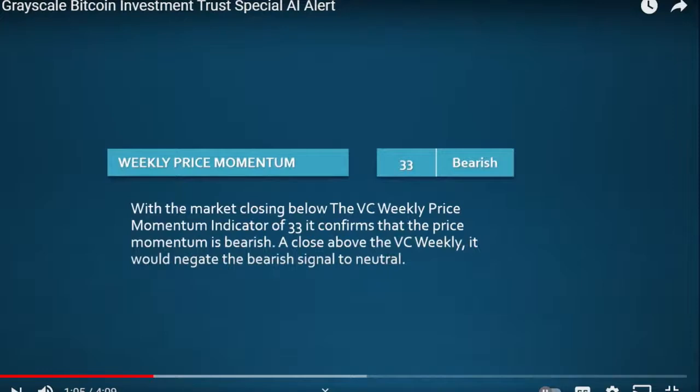So we have the 9-week moving average at 29. We have the VCPMI at 33. So now we know the ceiling, if broken above this price, is what to expect.